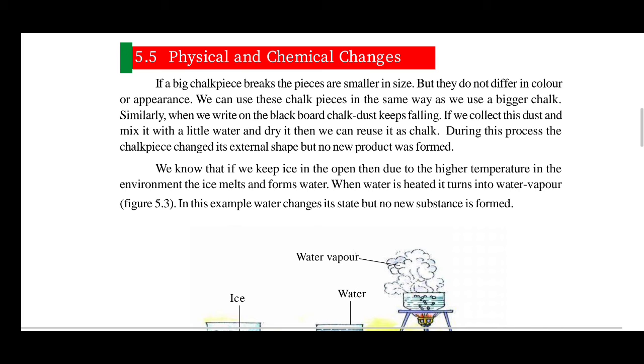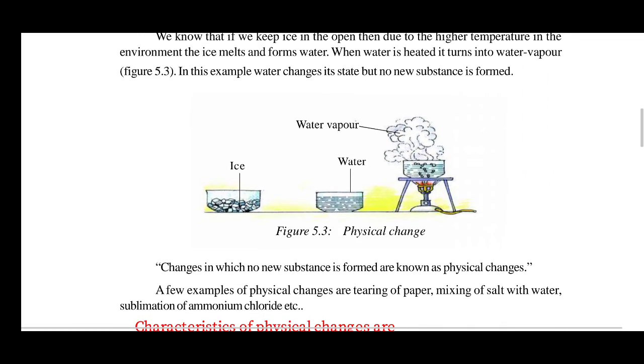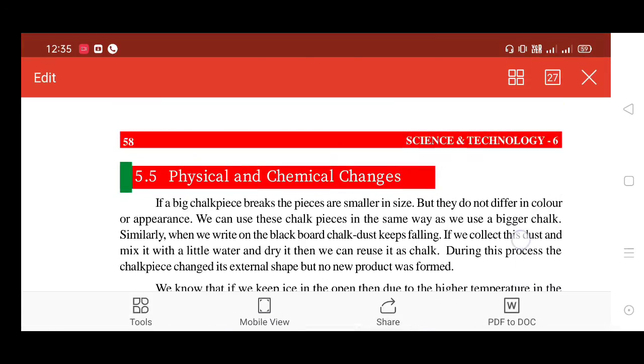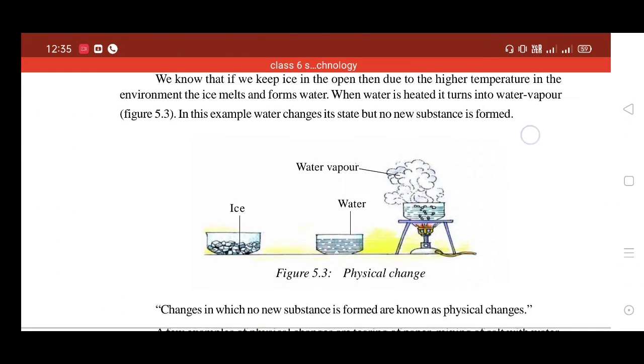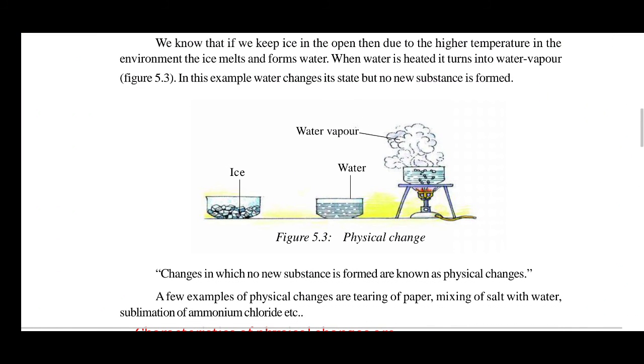So during this process, the chalk piece changes its external shape, but no new product is formed. We know that when we keep ice in the open, due to the higher temperature in the environment, the ice melts and forms water. When water is heated, it turns into water vapor. So you can see the picture. This is an example of physical and chemical changes. Water changes into ice and ice changes into water.